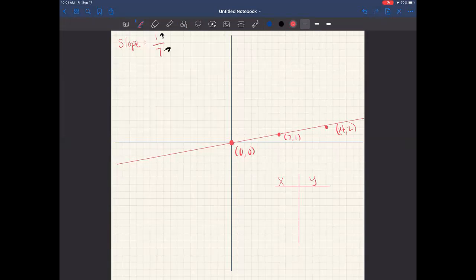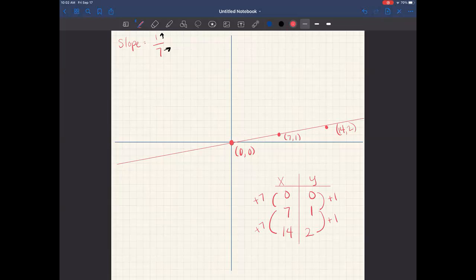X and Y table, right? They tell me the origin, they tell me the slope. I can figure out the slope without a graph, right? I just have to move over to the right 7 and up 1. Move over 7 more. And move over 1. Okay.